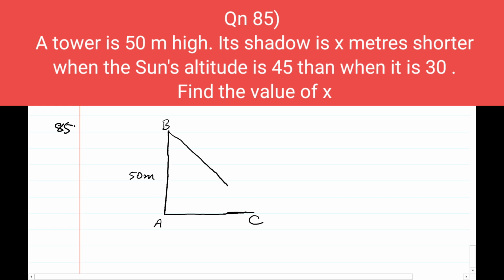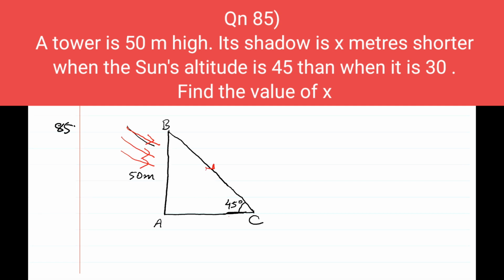So now this angle is 45 degrees. Look at this, AC is a shadow. When sun rays fall on AB, its shadow is formed here at AC. AC is the shadow. So that shadow makes an angle of 45 degrees, and this is the sun's altitude.